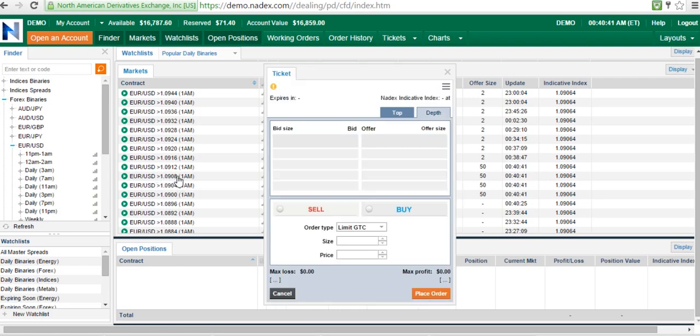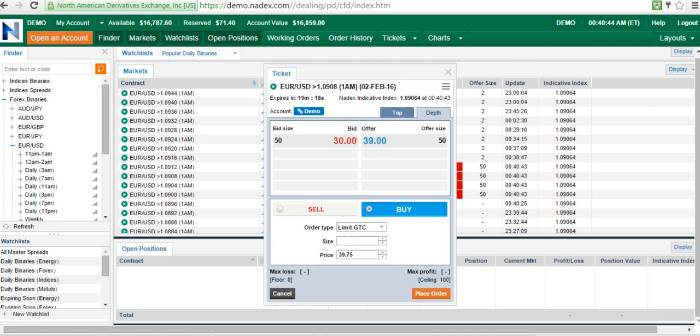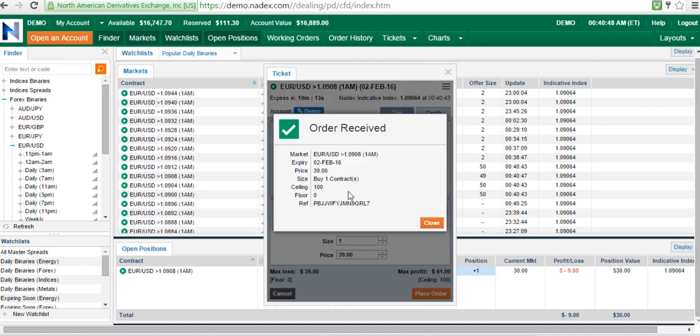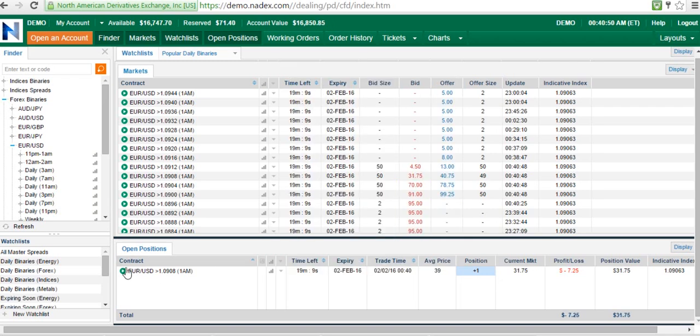For example, if we're looking at this particular binary right here, this 1.0908, and I were to go in and buy this binary, all right, so I've placed the order and it is here in my open positions. So you can see I bought it. That's what the plus 1 means. That means I bought it. If I had sold a binary instead, it would say -1. So I bought it for a price of $39. Right here you see it says current market $29.75.